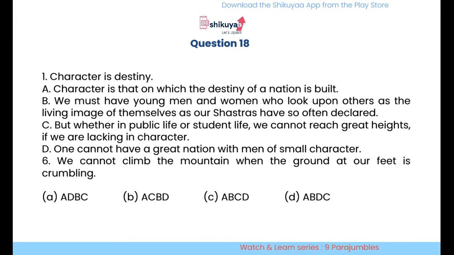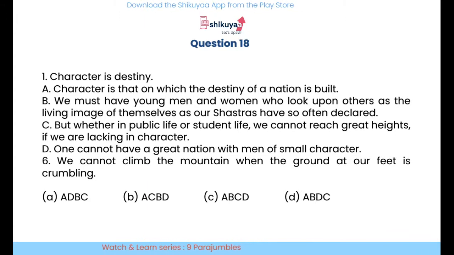Okay, Suyog says that option A is the correct one. Okay, I would go with option A, that is A, D, B, C. Now just cross check the sentence 6. We cannot climb the mountain. It is talking about heights, right? And we are talking about heights in sentence C. So C is the conclusive sentence here. Okay. So that is only possible in option A. That is A, D, B, C is the correct answer.